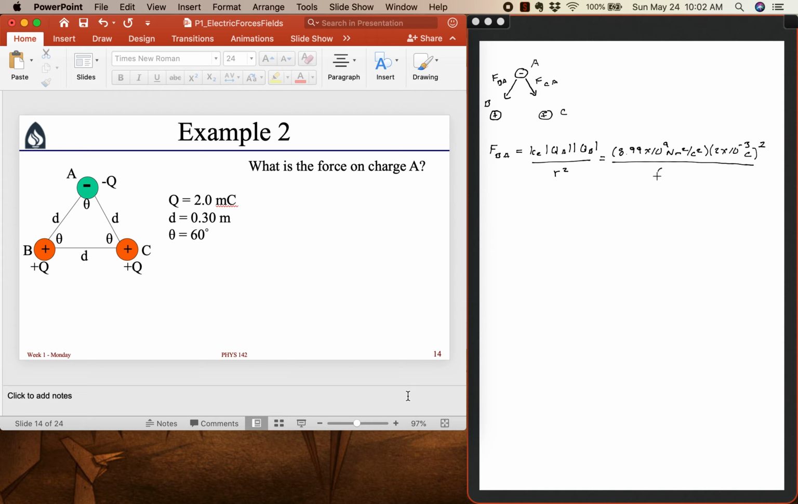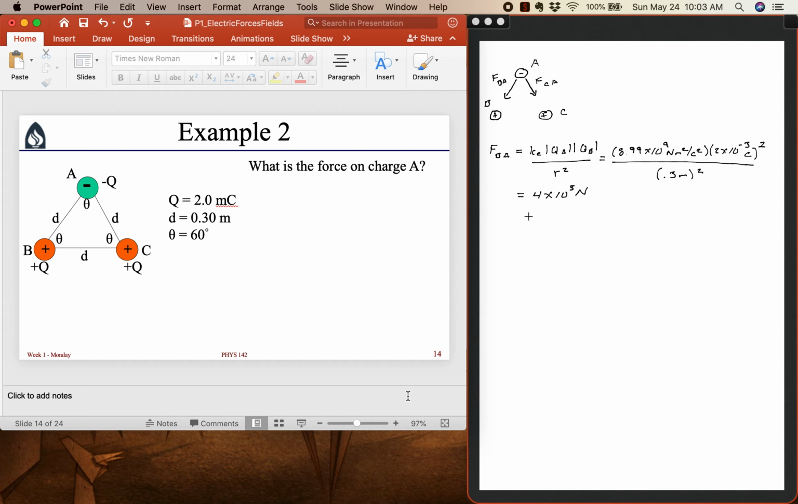And then the distance separating charge A from charge B is equal to D, which is 0.3 meters. So 0.3 meters squared. So the force of charge B acting on charge A is going to be equal to 4 times 10 to the 5th newtons.